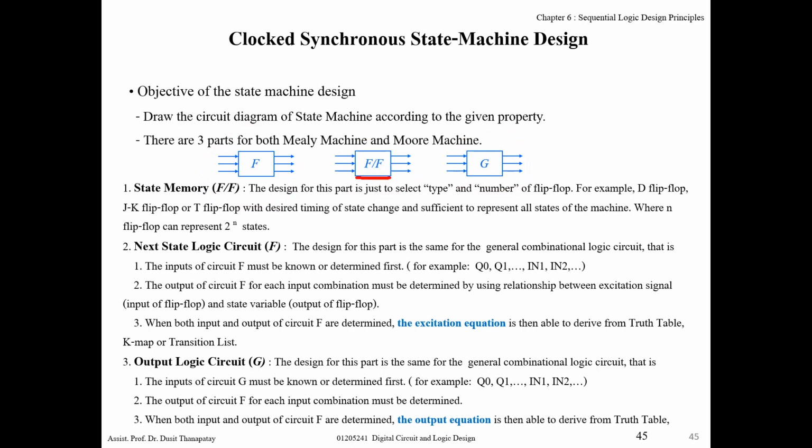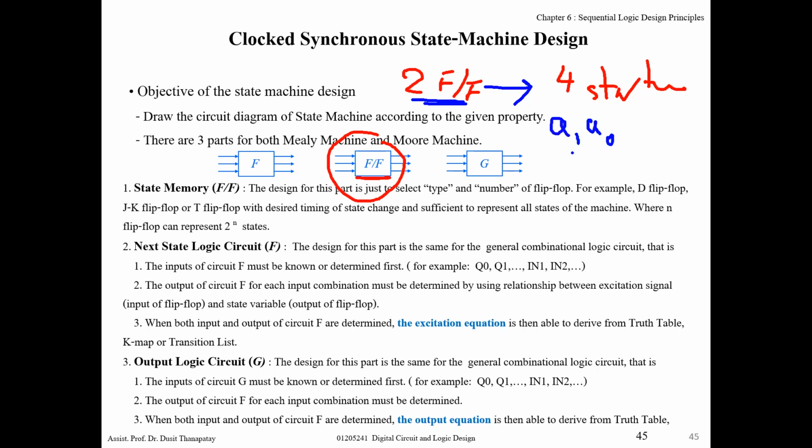Okay. For the flip-flops, the state memory, this part is very easy to design. You just need to know the number of states. For example, if your state machine has four states, you need at least two flip-flops to use for state memory. Namely, two flip-flops, maybe Q1, Q0. That means it can represent 00, 01, 10, and 11. Okay, four states.